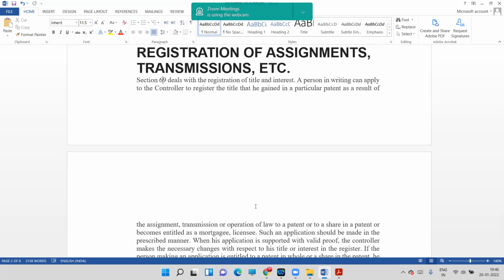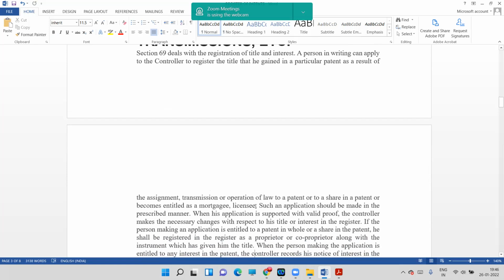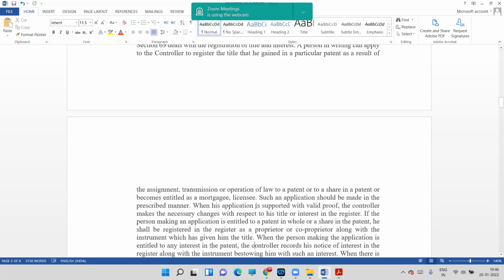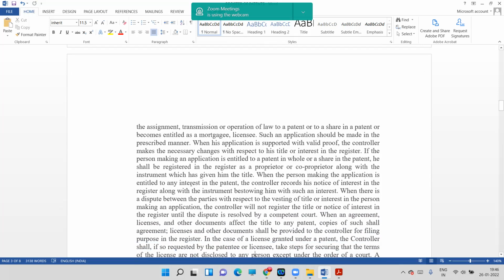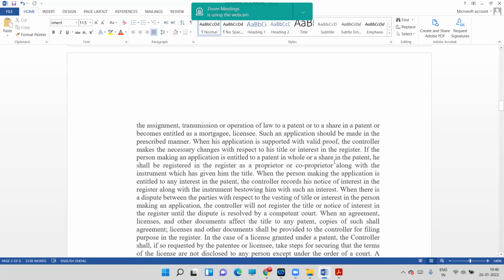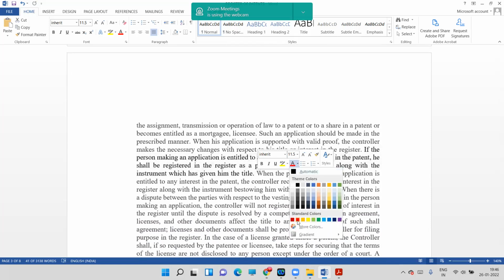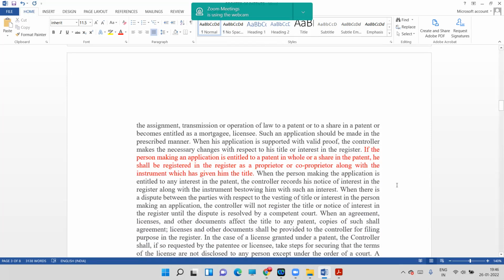Section 69 deals with the registration of title and interest. ठीक है, तो टाइटल कब मिलेगा बता दो मुझे, अभी पढ़ा है हमने. Title after granting the patent title. हाँ, title and interest. Okay. Right. तो यहाँ पे देखो, if the person who makes an application is entitled to a patent in a whole or a share in a patent, ठीक है, ये वाला नोट डाउन कर लो. He shall be registered in the register as a proprietor or co-proprietor along with the instrument which has given him the title. तो टाइटल कौन सा मिलेगा, प्रोप्राइटर या को-प्रोप्राइटर का मिलेगा.